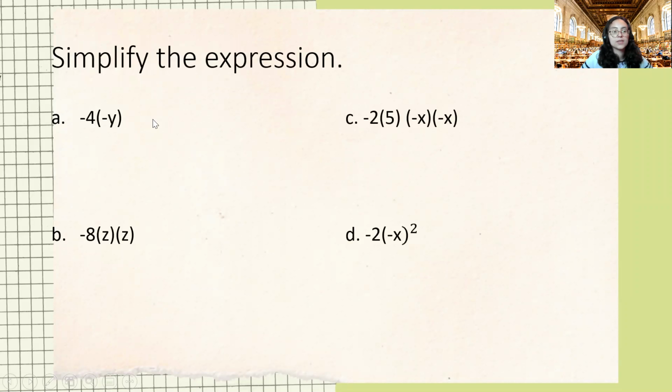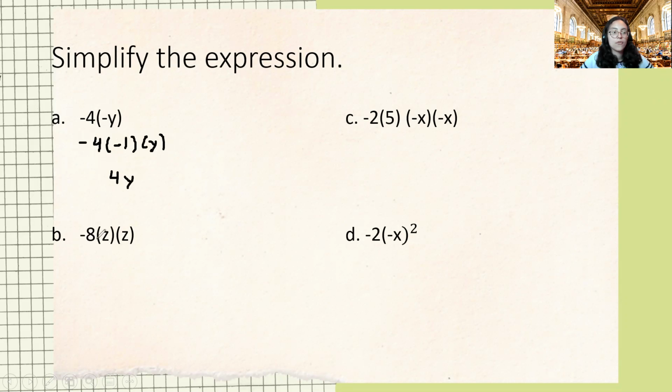So here we're asked to simplify the expression. So we have variables now that we also have to use our rules of multiplication with. So for A, we have negative 4 times negative y. What I like to do is write out that negative 1, because right here I have a negative 1, and I just pull it out. So I have negative 4 times negative 1. This is going to give me positive 4, and I bring down my y.